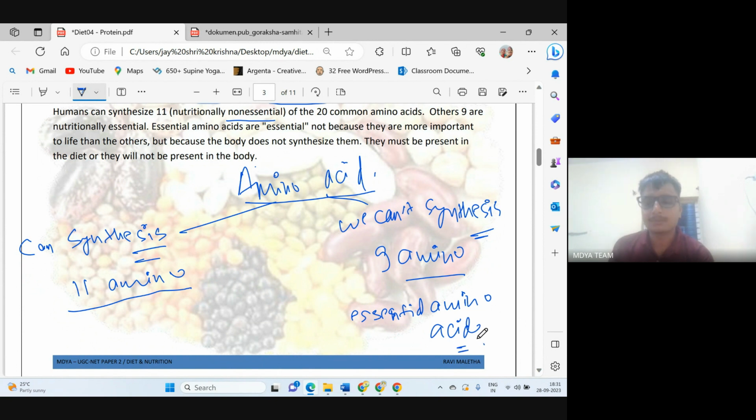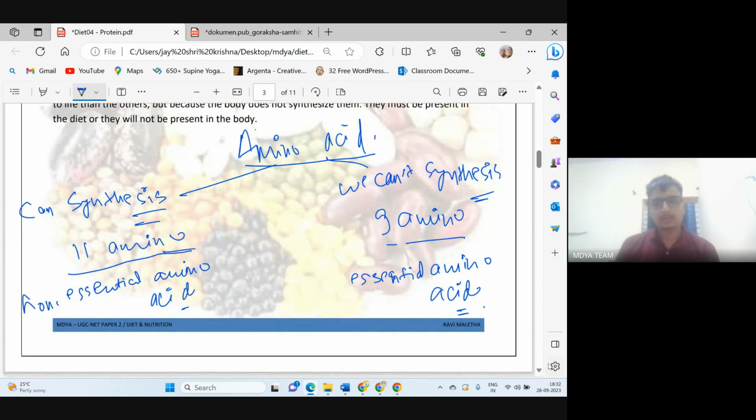Why are we calling these essential? Because it is very essential to include them in the diet, else there will be a deficiency in our body. But as our body is already producing these 11 amino acids, it is not compulsory to include them in the diet. That's why these are known as non-essential amino acids. Again, I'm not saying that these are not important, both are important, but as these are synthesized in our body, there is no need to take them in the diet. But these 9 amino acids are very important to be included in the diet. Is it clear? Okay, is there any doubt in this?